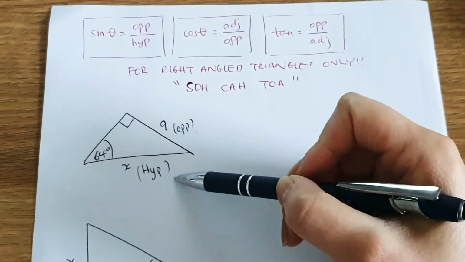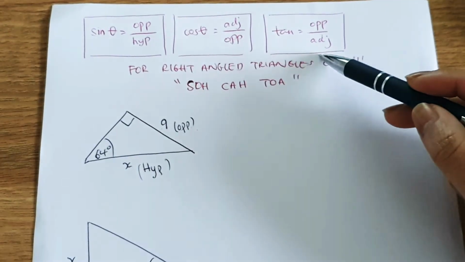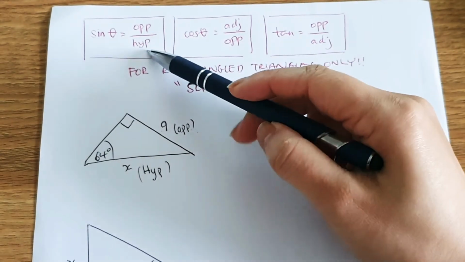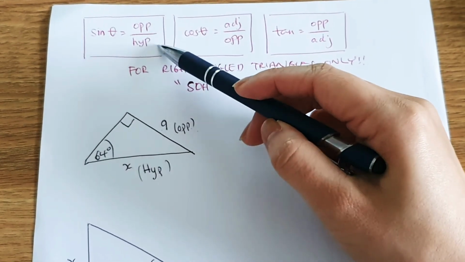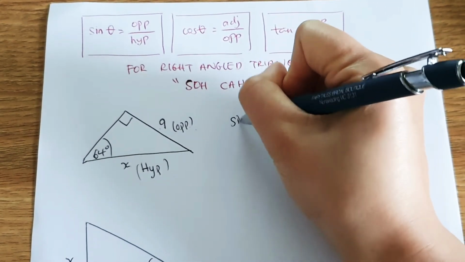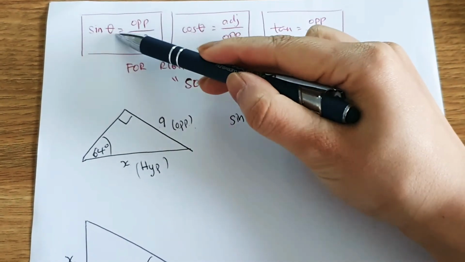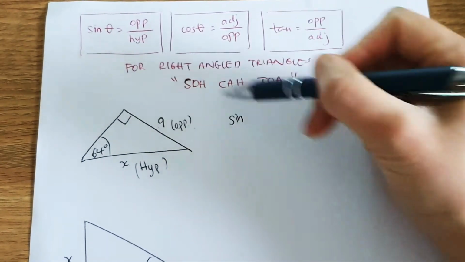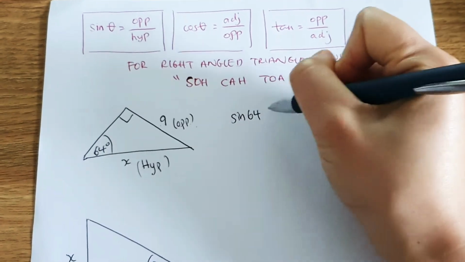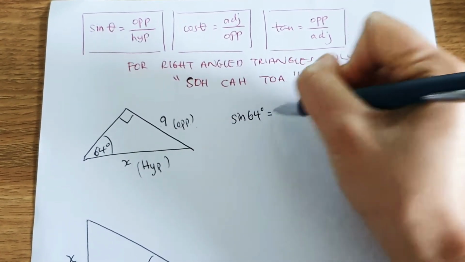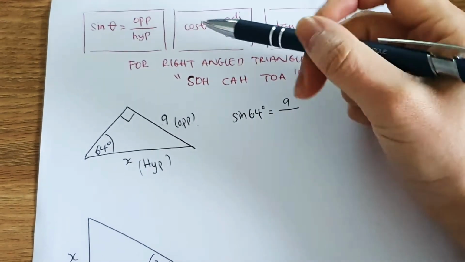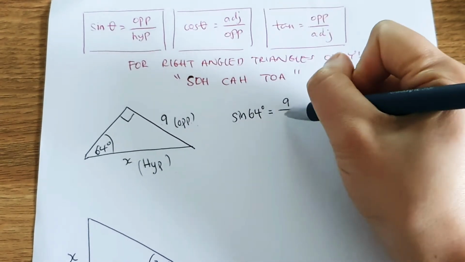So I've got hypotenuse and opposite, and if you scan your eyes through the three ratios, the only ratio that actually has opposite and hypotenuse is this one here. So that's the one that you're going to use for this example. So you're going to pluck out sine, and theta represents the angle, so you write the angle instead of theta. So sine 64 degrees is equal to opposite, which is 9, over hypotenuse, which is our unknown.